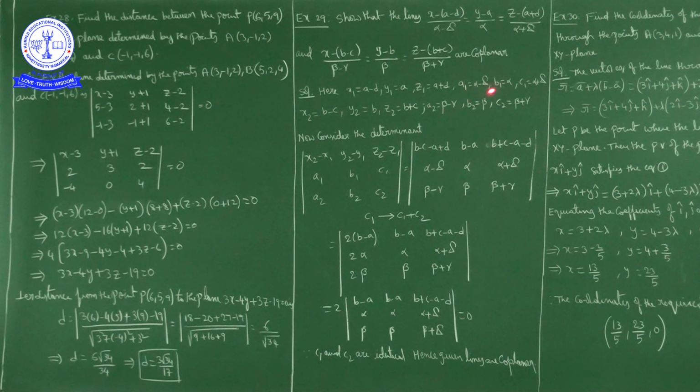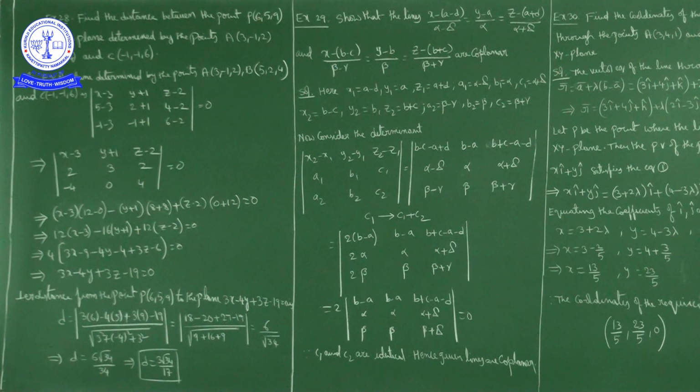Now a1, b1, c1 are alpha minus delta, alpha, alpha plus delta, and the third row a2, b2, c2 is nothing but beta minus gamma, beta and beta plus gamma. This determinant value we will calculate.